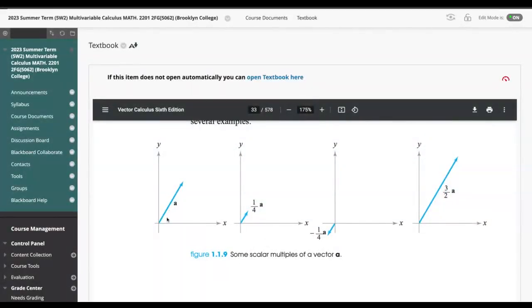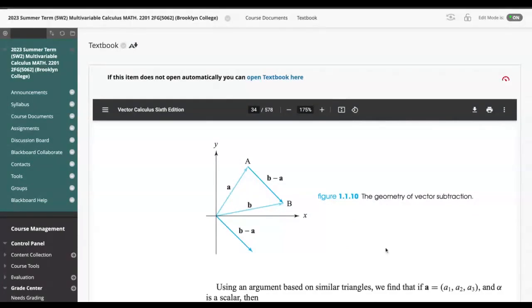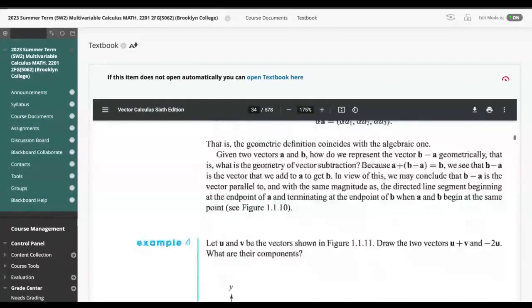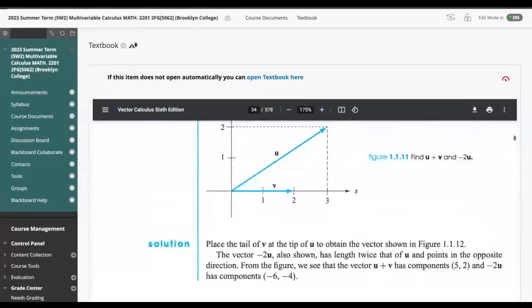This is a picture, if we have this vector A, if we multiply by a quarter, we shrink by a quarter. If we put a negative quarter, it goes to the other side. So you see the head, the direction gets changed because the negative changes the direction to the opposite. Right, so this is B minus A, right? You could try A minus B.